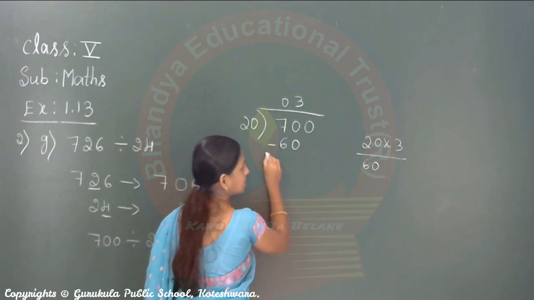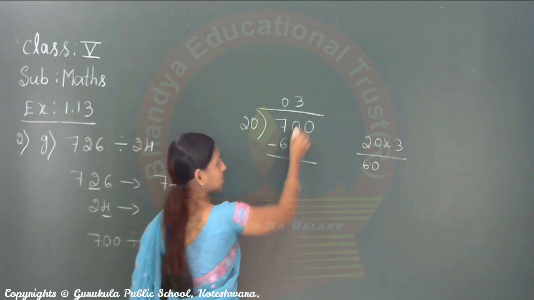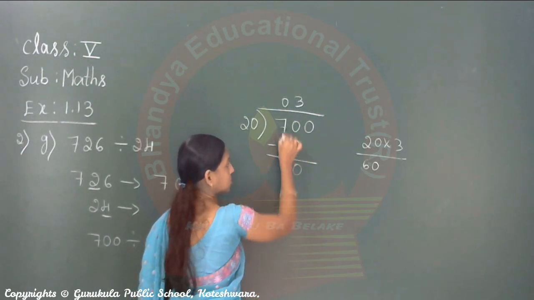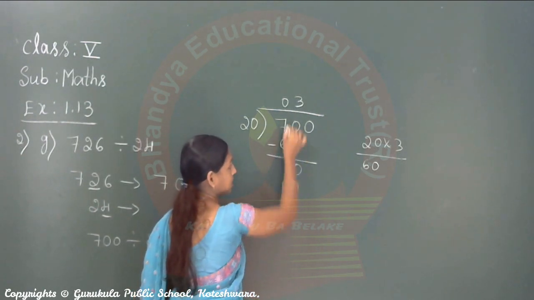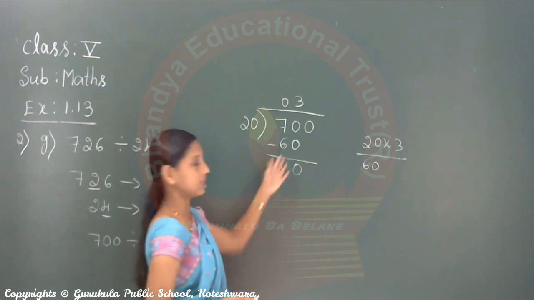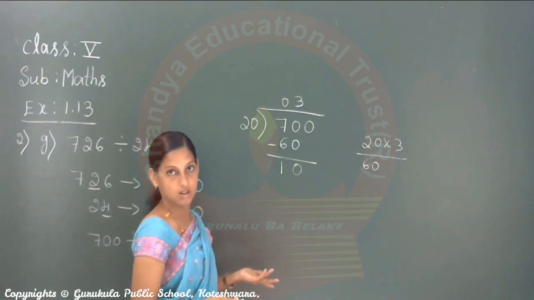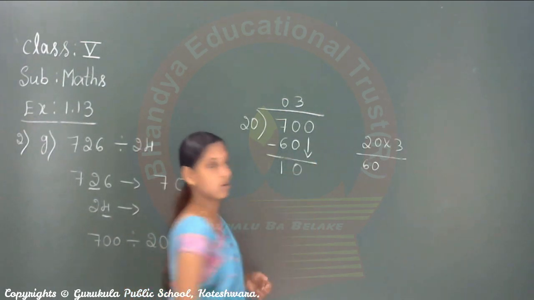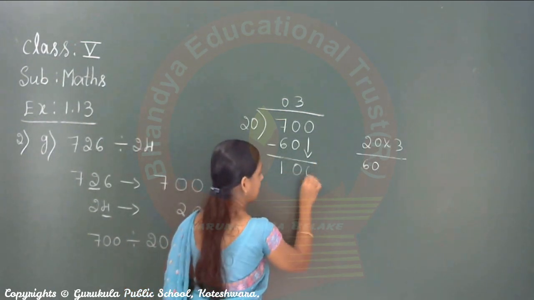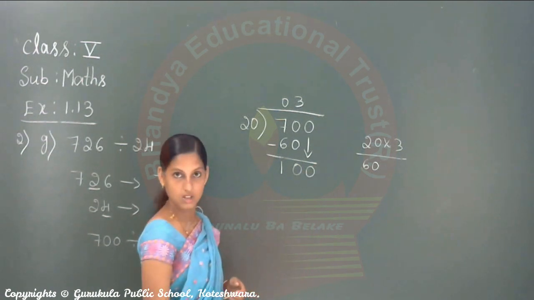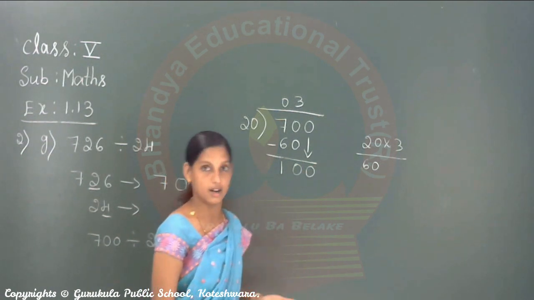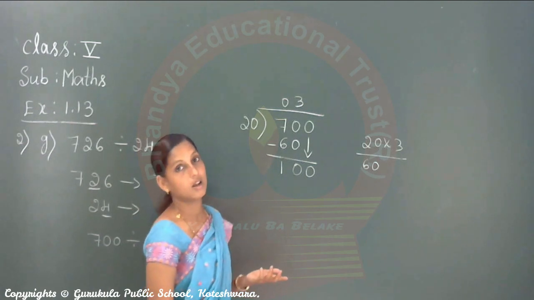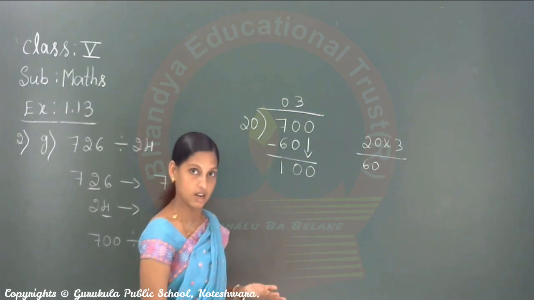Next step, subtraction. 0 minus 0, 0. 7 minus 6, 1. Or 70 minus 60 is 10. After subtraction, bring one number down. What is that? It is 100. Right? 20 how much are 100? 20 5s are 100. Right?